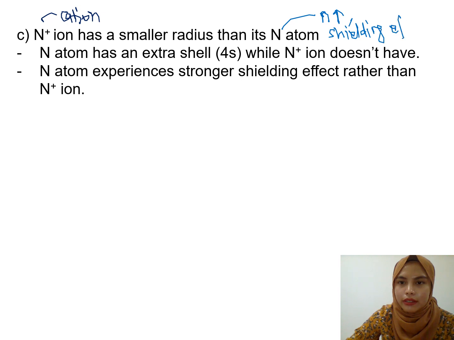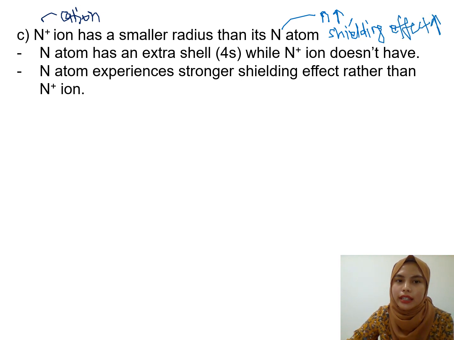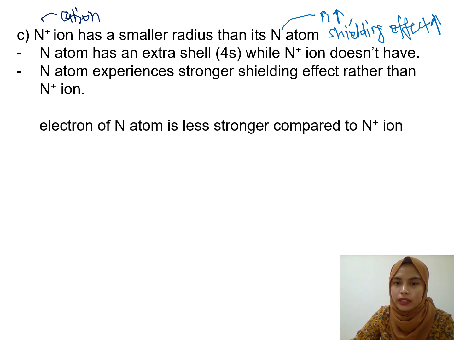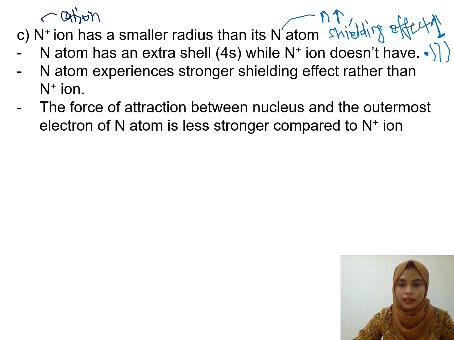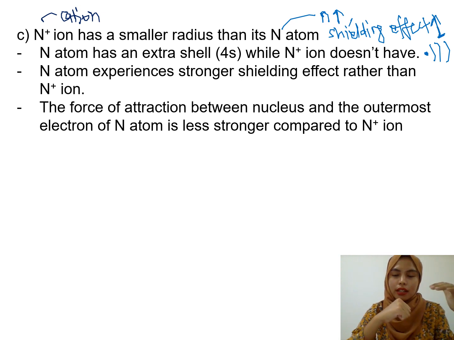Makanya shielding effect for an atom akan greater, okay, akan lebih stronger, lagi kuat daripada n plus ion. So bila shielding effect stronger, the attraction between nucleus and also the outermost electron, the attraction dia kurang, okay. So bila kurang, semakin lama dia punya outermost tu dia akan makin ke belakang. Okay, so bila makin ke belakang, instead of strong attraction, dia ada weaker attraction between nucleus dengan outermost electron.